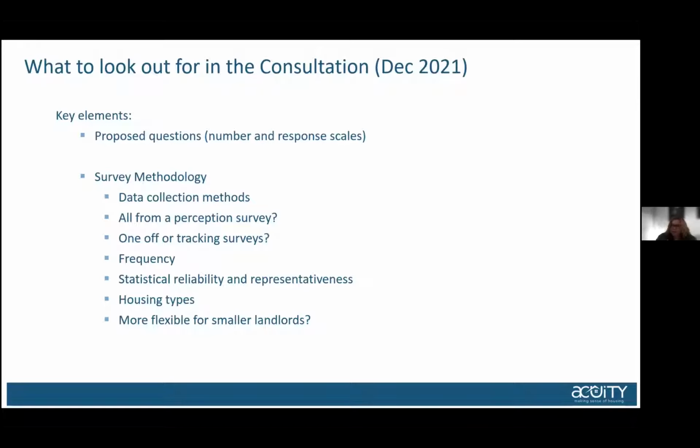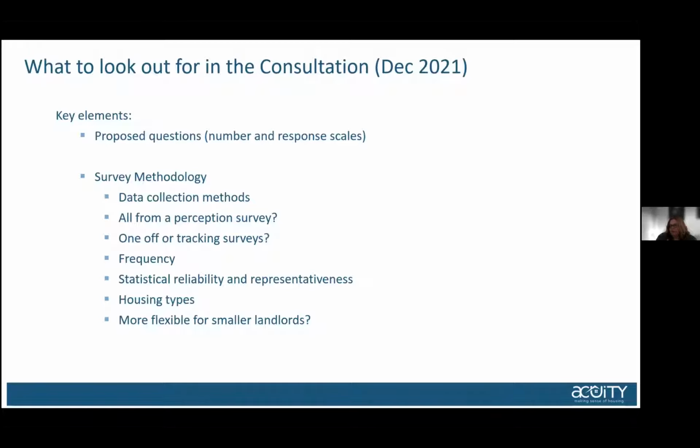And the frequency: is it going to be an annual return, which is what we're used to? Will there be special requirements for smaller landlords? Will it be more flexible, or will it be forcing everybody? There are some things in there I'm not too worried about. I think there will be more flexibility for smaller landlords under 1,000 units.